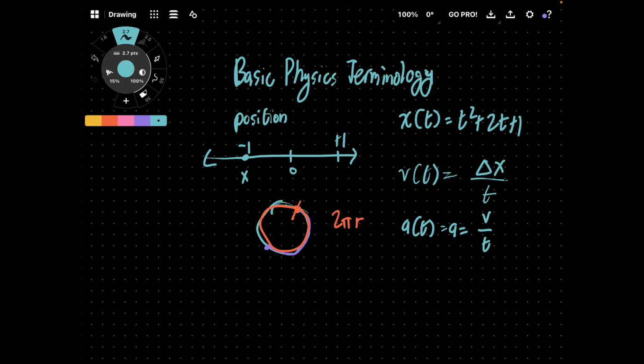For these three quantities, position, x is in meters, v is in meters per second, and acceleration is in meters per second squared.